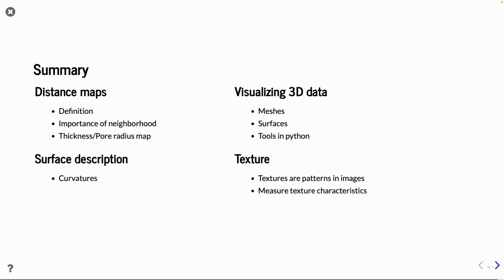And well, that brings me to the end. Here in the second part, I talked about distance maps, how we can measure distances within objects, and also looking at the pore size, pore radius maps as complementary information. A bit about 3D visualization and mesh mapping, some about curvatures, and finally a part about texture.